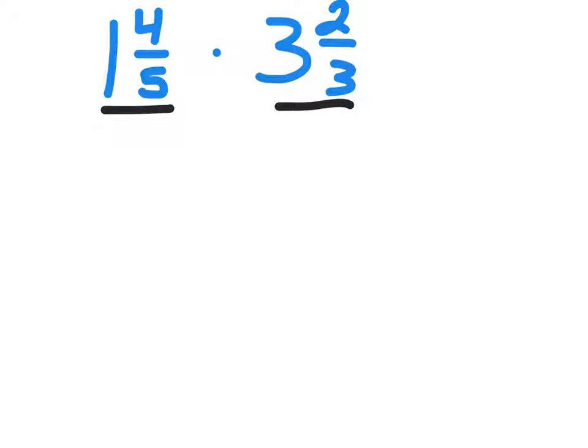Step number 1, multiply the denominator and the whole number. 5 times 1 would give me 5. Add the numerator. 5 plus 4 gives me 9. And we put that over 5. Now our second mixed number, we have to also change into a fraction, following the same rules. Multiply the denominator and the whole number. 3 times 3 gives you 9. Add the numerator. 9 plus 2 gives you 11.